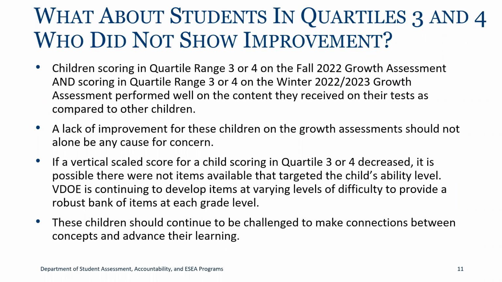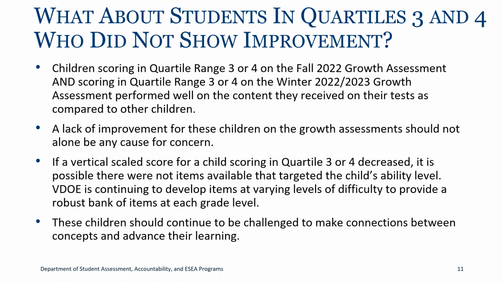If your child had a vertical scaled score in range 3 or 4 on the fall growth assessment and a vertical scaled score in range 3 or 4 on the winter growth assessment, your child performed well on the skills and content received on their test as compared to other children. A lack of improvement for your child on the growth assessments should not alone be any cause for concern.